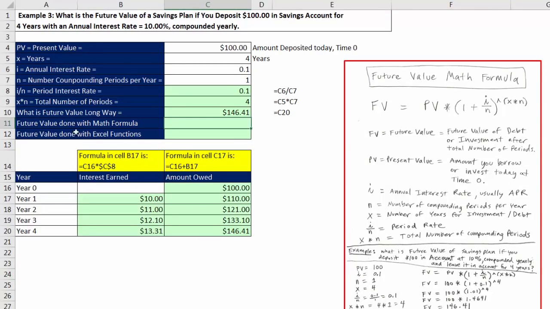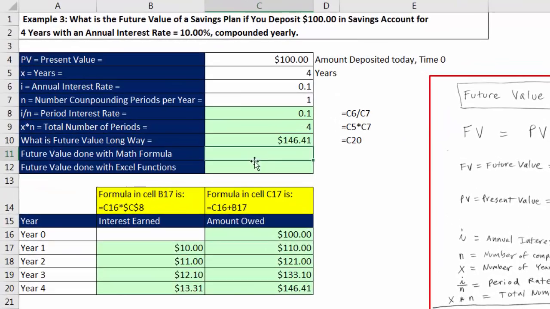Let's go ahead and calculate it using our math formula. It's listed over here, but we made it easy on ourselves. We calculated period interest rate and total number of periods. So you ready? Equals the present value, that's the amount at time 0, times, in parentheses, 1 plus the period rate, close parentheses, Shift 6 to get our exponent because we're going to raise it to the total number of periods. And that will work when I hit enter, exactly the same number.